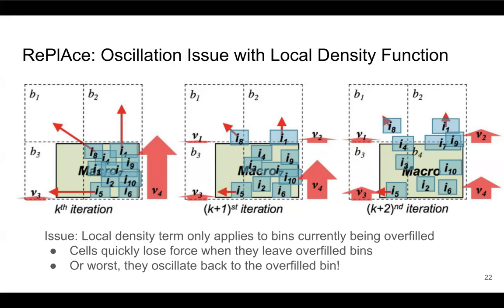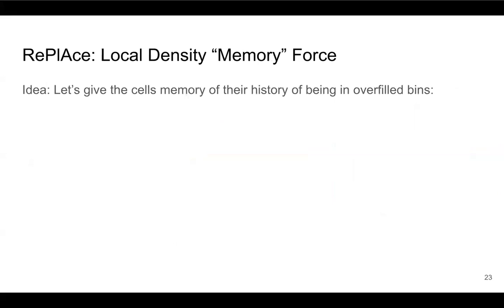So we need some form of momentum or memory that says, I was in a bin that was overfilled in the past, and I want to feel a continued repulsion force away from that bin. And that's where they have this extra term, which I call the local density memory force.